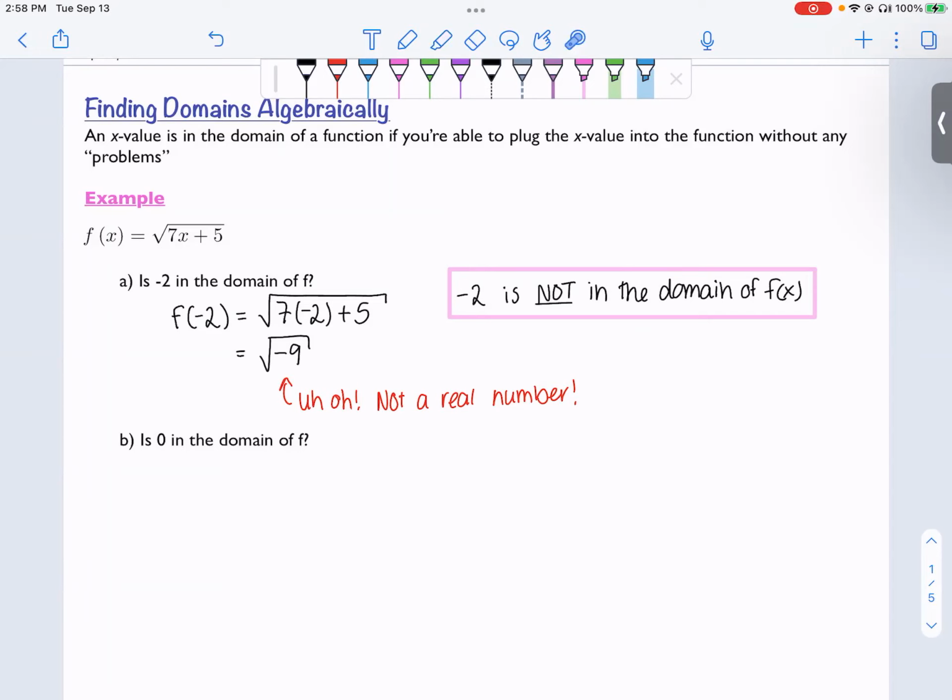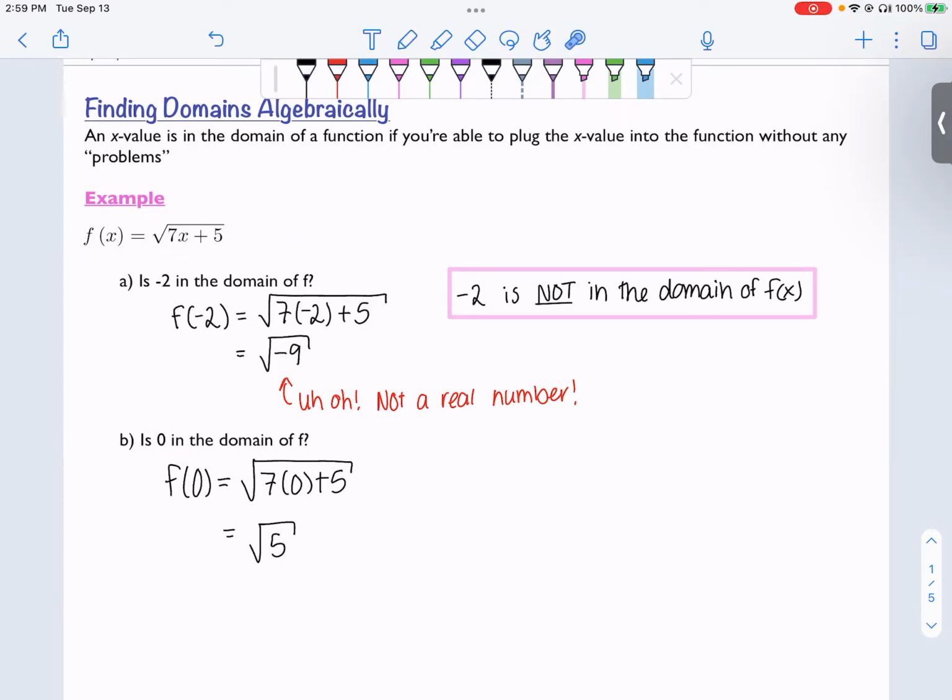So let's try something different. -2 is not in the domain. Is 0 in the domain of our function f of x? Well, once again, same idea. Let's plug in 0. So we have the square root of 7 times 0 plus 5, which is the square root of 5. Now, the square root of 5 is not a nice number, but it is a real number.